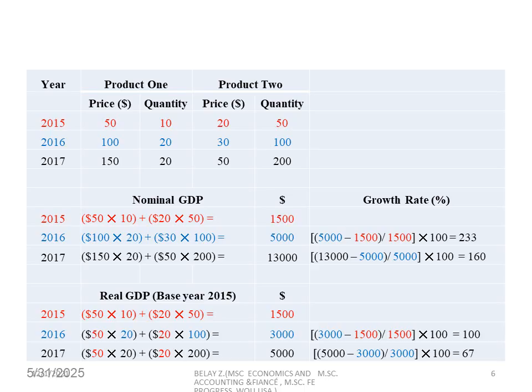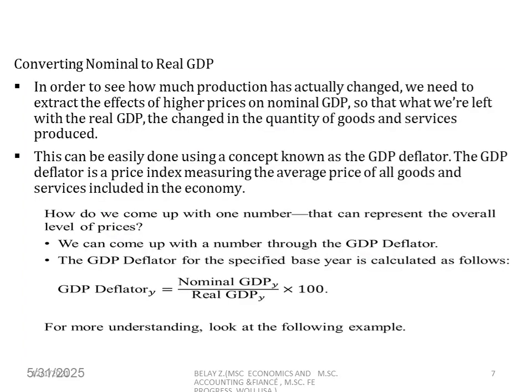What can we calculate in the next? Let us see. Then calculating of GDP deflator, the purpose is removing the inflation for a specified base year. Then GDP deflator of year y is equal to nominal GDP over real GDP times 100. By this, we can remove the price effect. For more understanding, look at the following example.